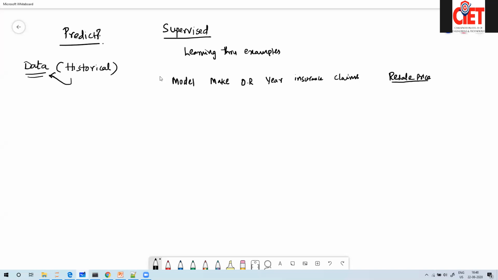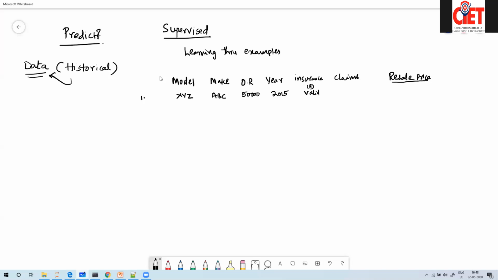Let's say we go to some of the car resellers in the city. They might have sold a lot of resale cars in the past. Let's try to collect the data from them. Observation number 1. Model is, let's say, XYZ. Make is ABC. Odometer reading is 50,000 kilometers. Year of manufacturing is 2015. Insurance is valid, or maybe valid in terms of months. Let's say it is valid for the next 3 months.